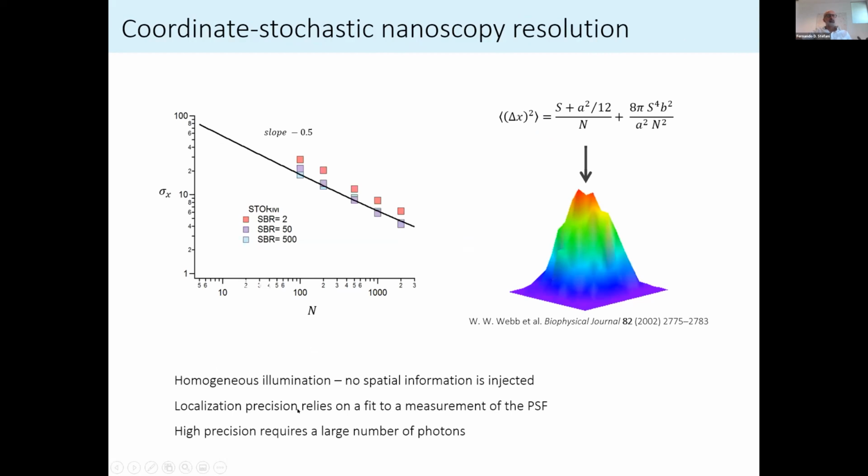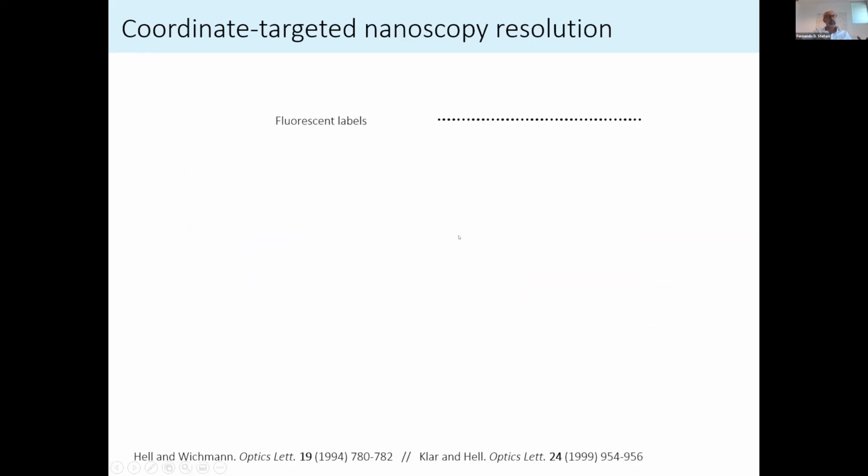So localization precision basically relies on a fit to the measurement of the PSF of the microscope, and high precision requires a large number of photons. Here you see on this curve a rough estimation of the precision. To keep in mind, if you want to reach 10 nanometer precision, you will need a few thousands of photons, basically. Okay, so that was one family of techniques.